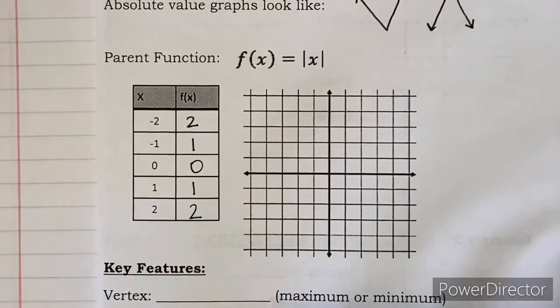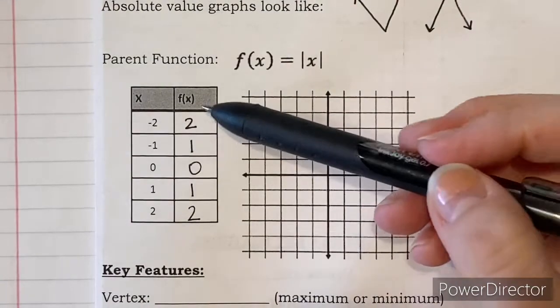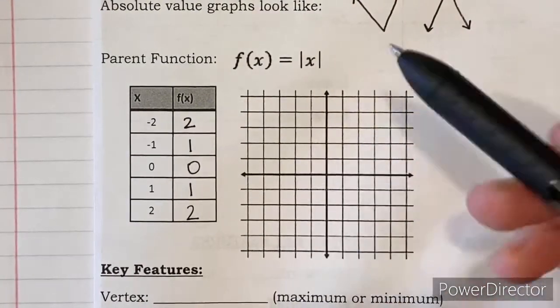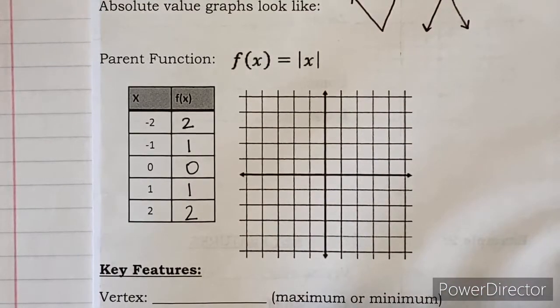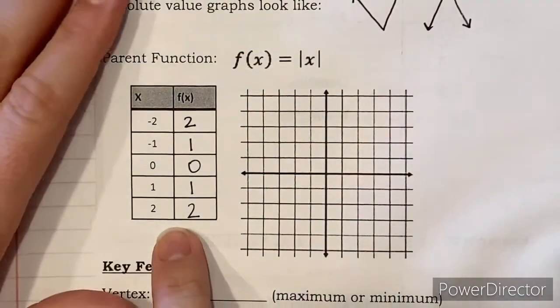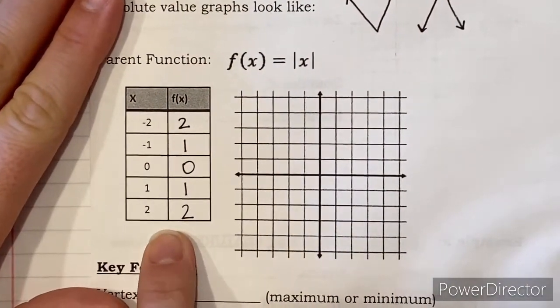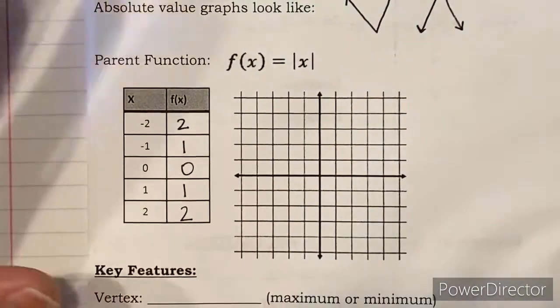Remember, absolute value talks about the distance from 0. Anytime we talk about absolute value, when it's the parent function, all these are going to be positive for us. Now what we can do is take these ordered pairs that we have in our XY table and use them to plot points on our graph.